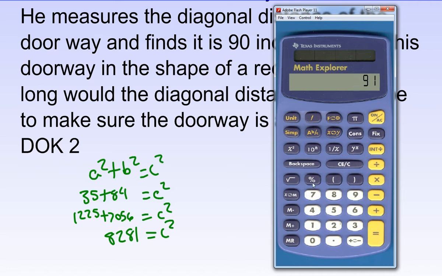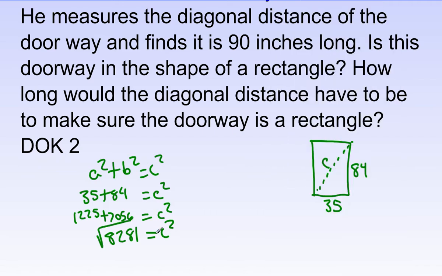And then I'm going to square root each side. Ooh, I love it. Came out to a nice pretty number. C equals 91. So when I measured it in the problem, it was 90 inches. That was too small. The Pythagorean Theorem says it should be 91 inches.